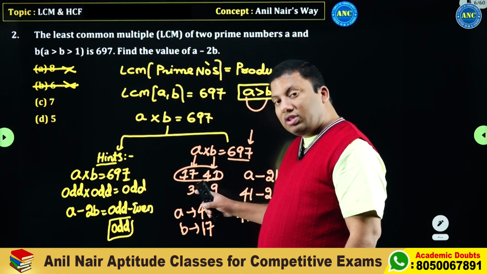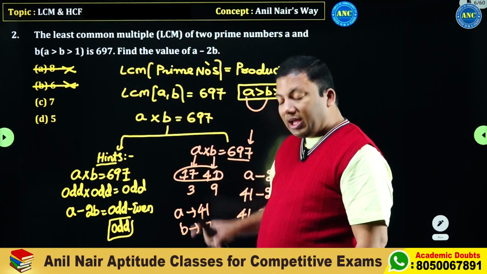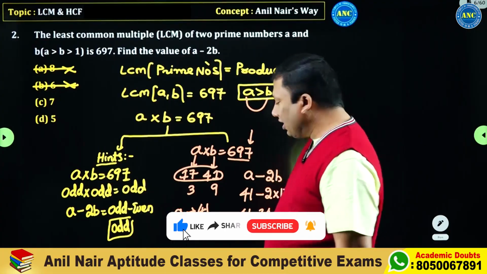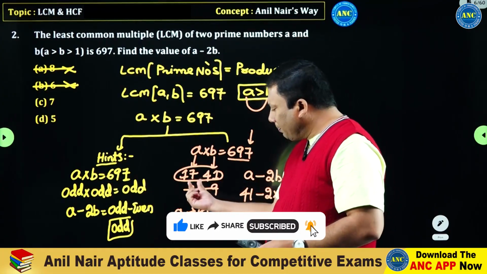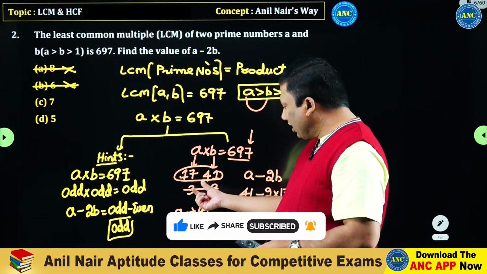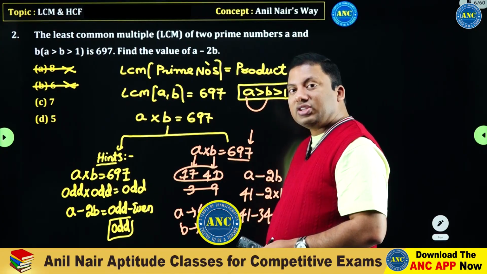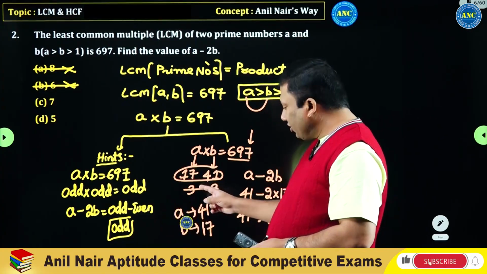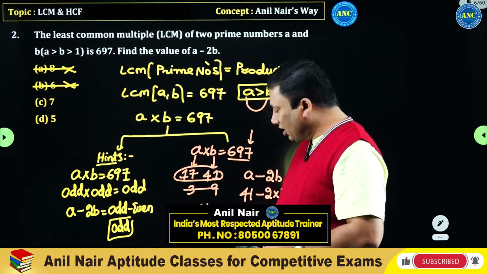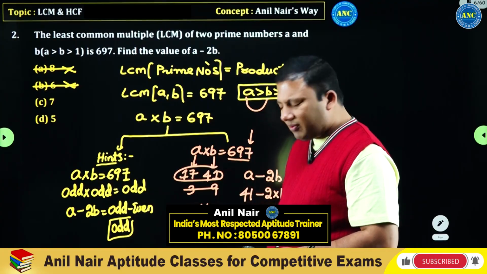If more than one value were possible, there would be more than one answer option, so it is not possible. You can check it also. Keep 13: 13 fives are 65, giving 47, which is not possible. Then 23: 23 threes are 69, not possible. Like that, you can check the values.